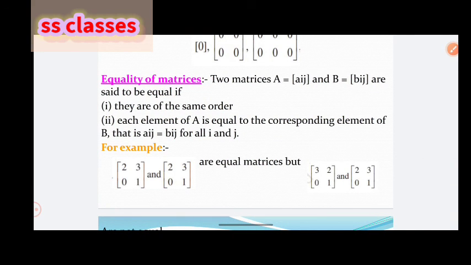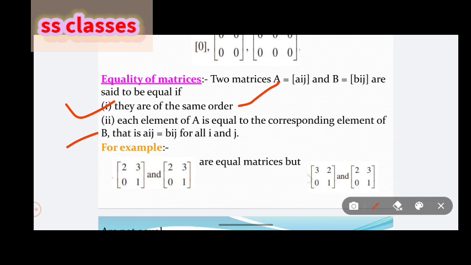Equality of matrices. Two matrices A equal to [Aij] and B equal to [Bij] are said to be equal if, first condition, they are of the same order, and second condition, each element of A is equal to the corresponding element of B, that is Aij equal to Bij for all i and j.